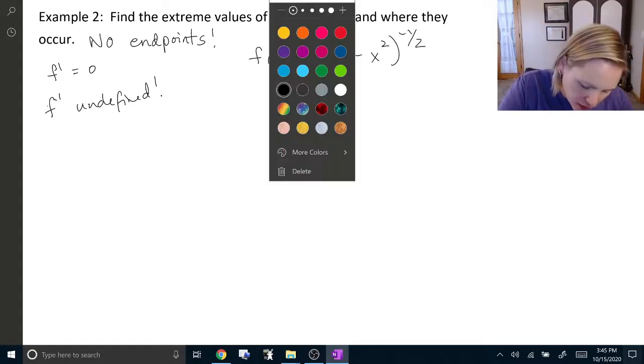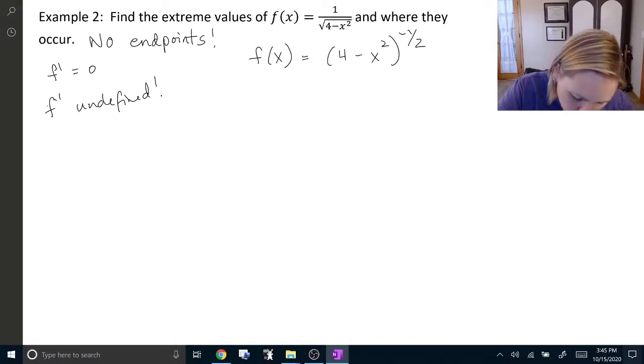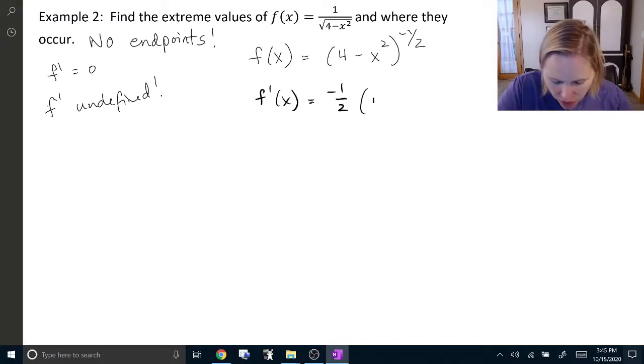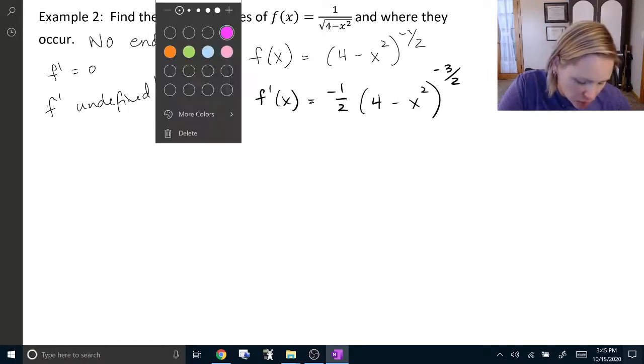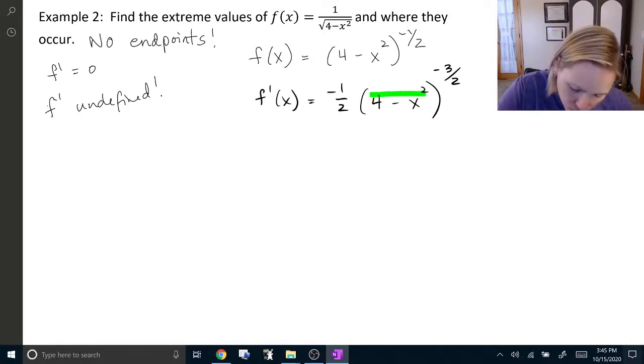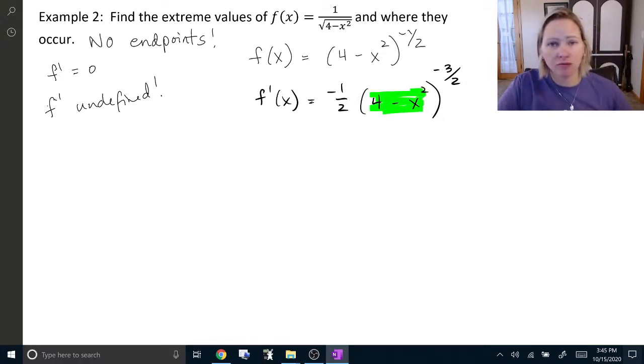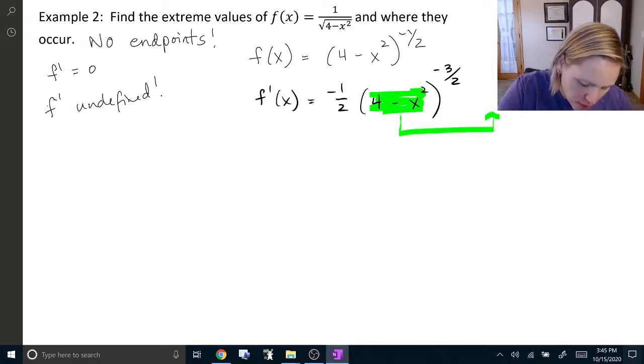Now I'm ready to find my derivative. So I'm going to use my power rule. F prime of x is going to be negative 1/2 times (4 minus x squared). When I take one away, it turns into negative 3/2. And then hopefully you recognize that this is a chain rule problem. So I need to do the derivative of that inside. I need to use that outside-inside rule. So chain rule is coming back to get me. So here we go. The derivative of 4 minus x squared is negative 2x. So chain rule. Here we go.